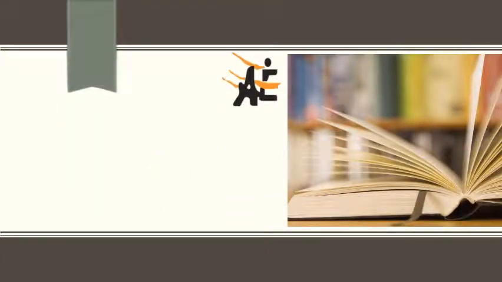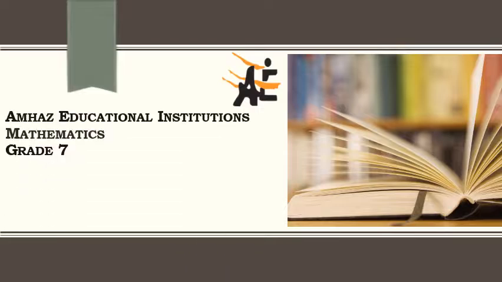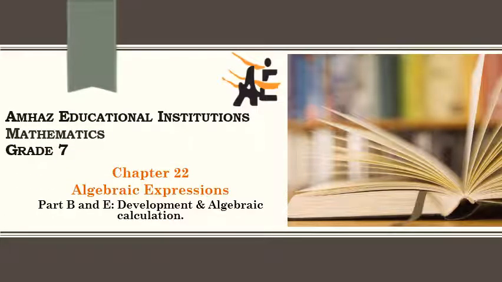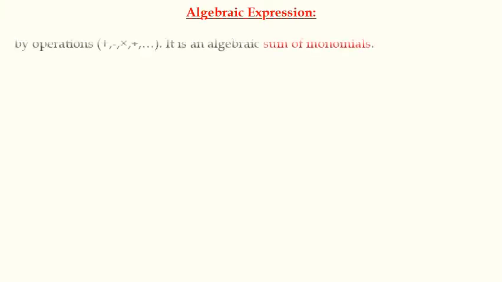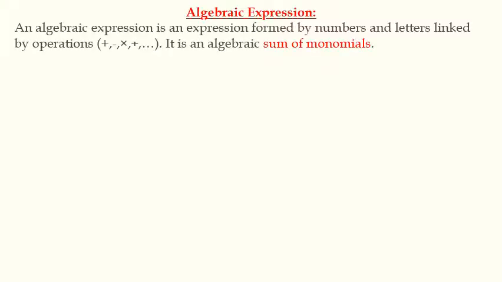Good morning, dear. Today we will continue chapter 22, which talks about algebraic expressions. Part B and E, development and algebraic. What do we mean by algebraic expression? It's an expression formed by numbers and letters linked by operations: addition, subtraction, multiplication, division. It's an algebraic sum of monomials.